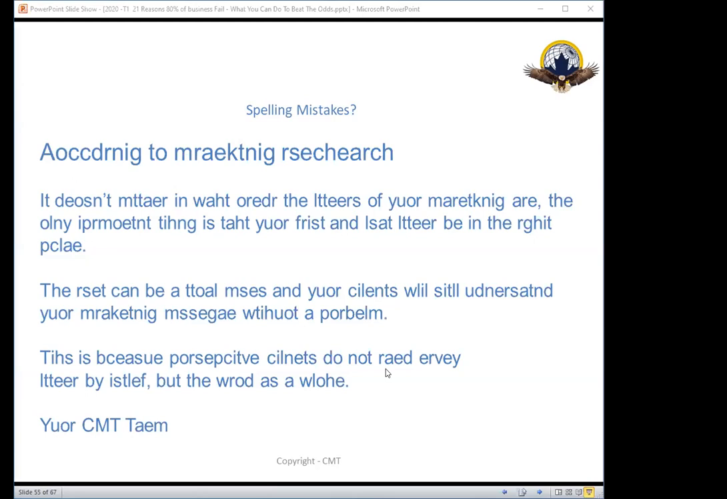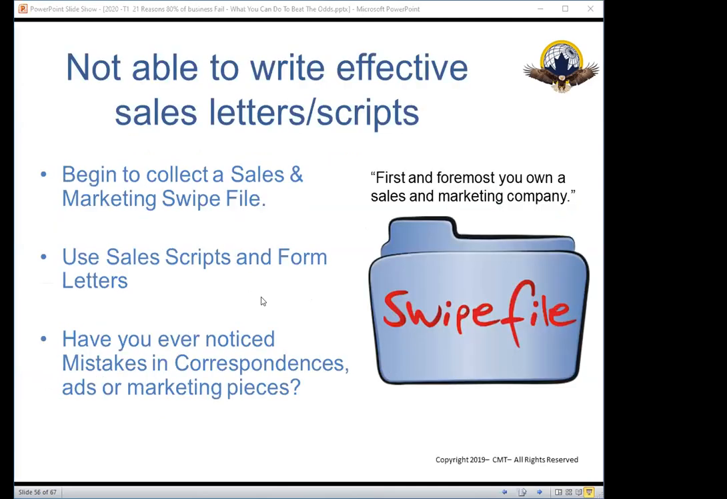And so let me encourage you guys that a lot of the professionals I work with depend on spell check, and spell check itself is not always perfect. So just get the message out there. Do your best, and then run it by someone like myself that can help you. That really does save a lot of time. You want to be able to write effective sales letters and scripts. And that's page number 21.